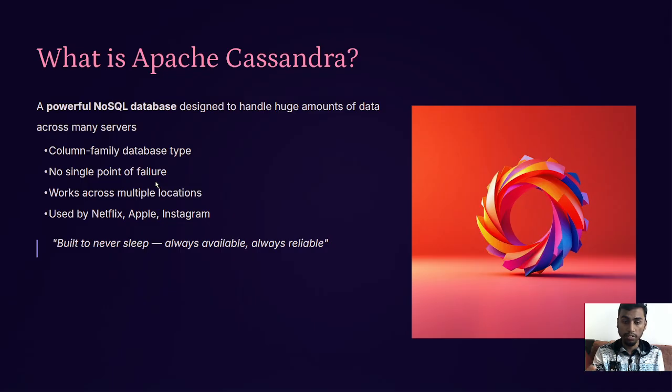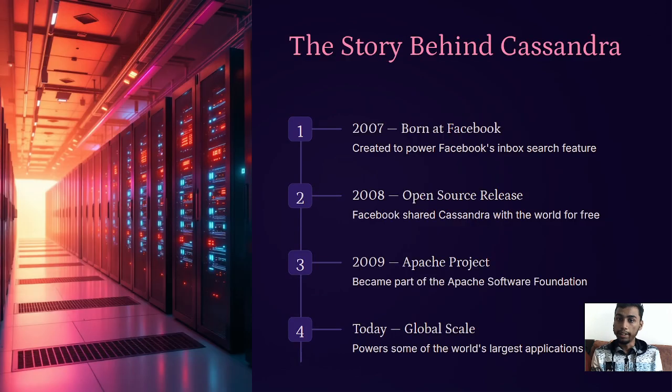And in the previous slide we talked about the types of NoSQL databases. So it is a column family database, works across multiple locations, and the use cases are Netflix, Apple, Instagram, and many social media platforms. So what is the story behind it?